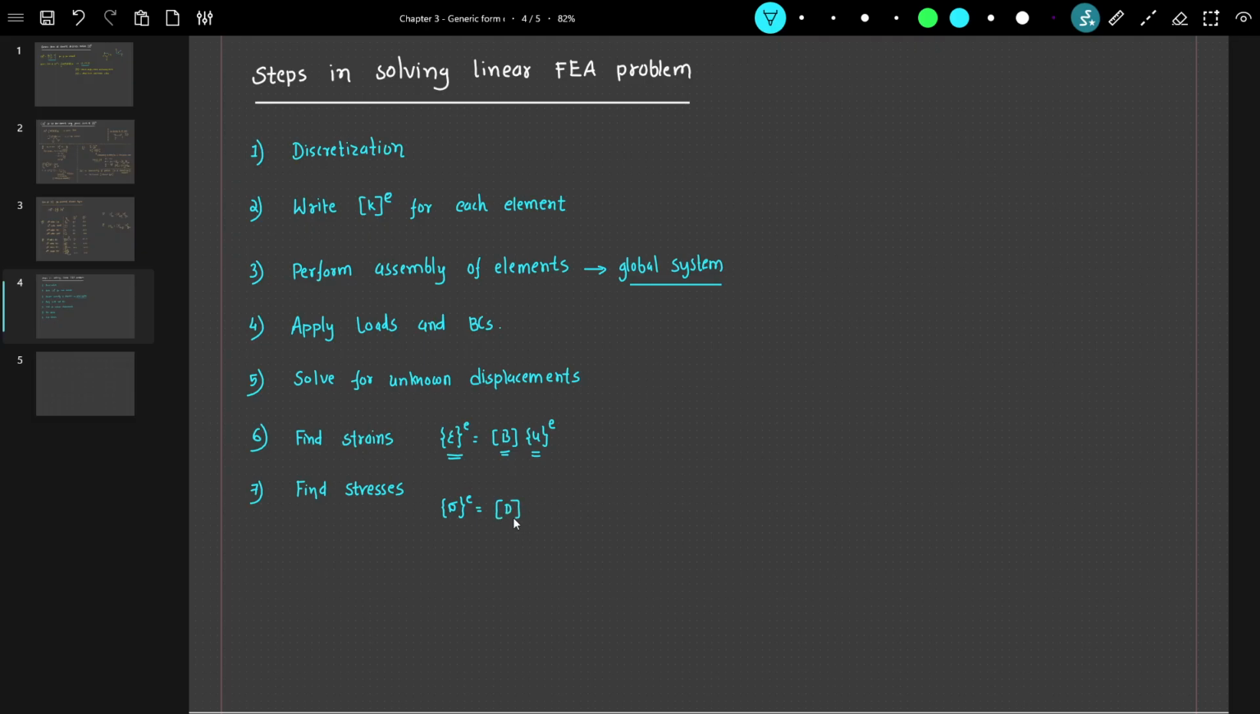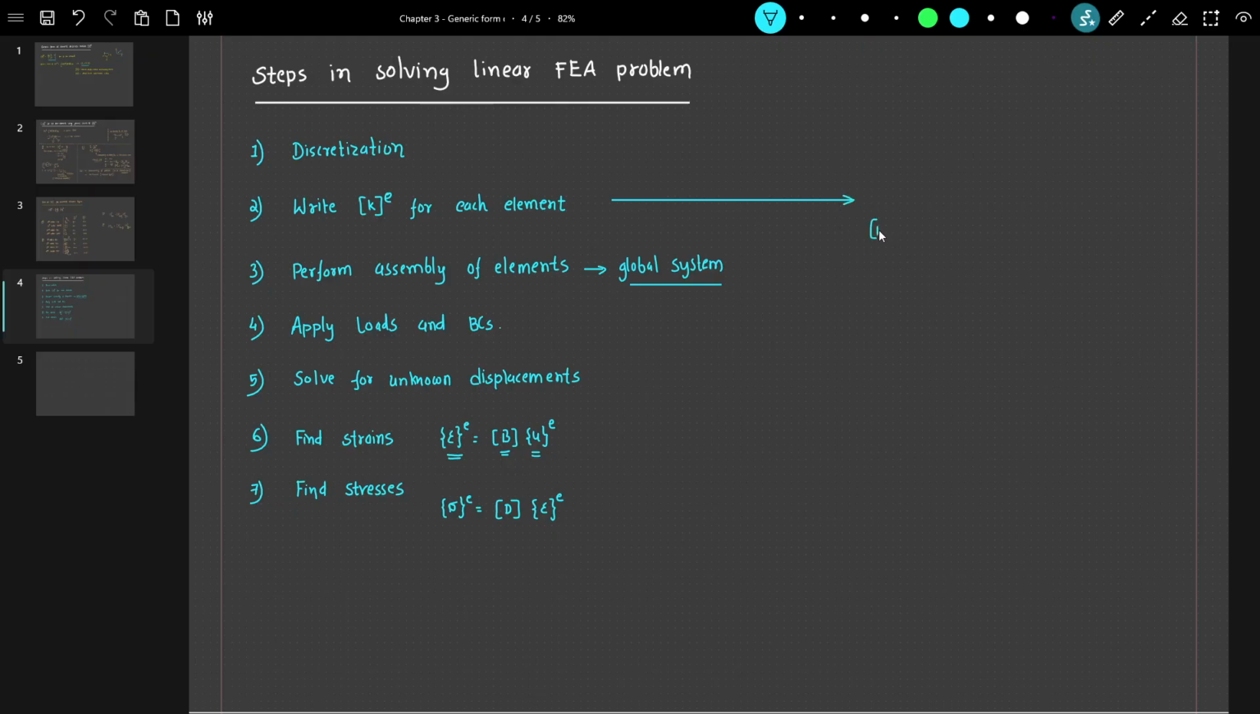Then using these strains, we can find the stresses, using the stress strain relationship matrix D, and we have seen what D is for 1D, 2D and 3D. So these are now the steps, and let's talk a little bit about this one, which is kind of a recap.